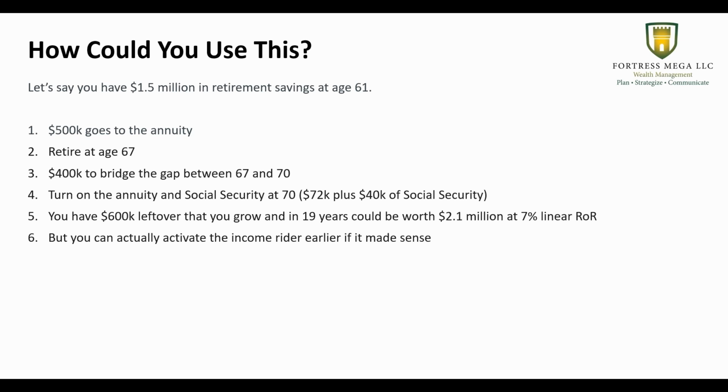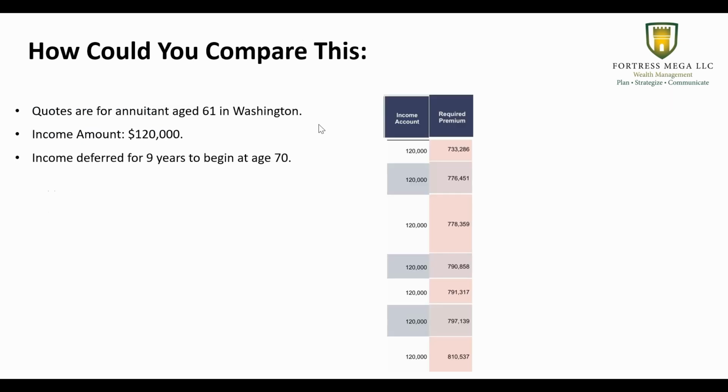And let's say the market crashes right at age 67. You could have activated this income rider at age 67 as an alternative strategy, as a backup plan as well. So it was pretty flexible, even though you did give away essentially $500,000 to the insurance company.